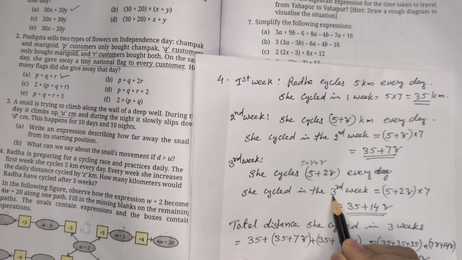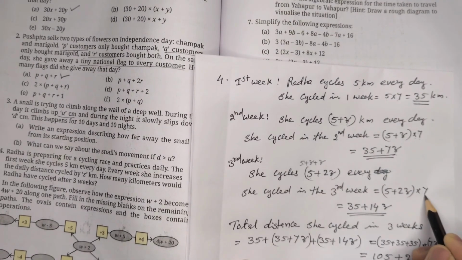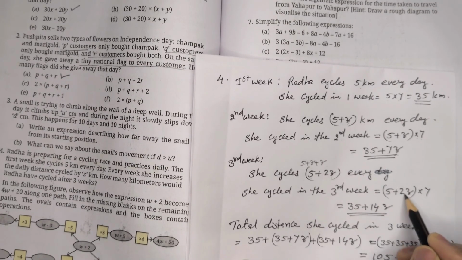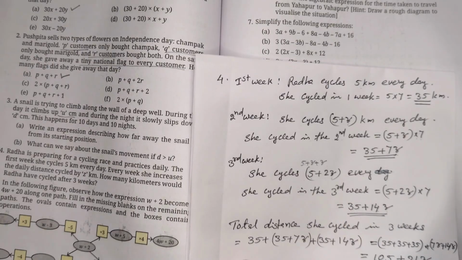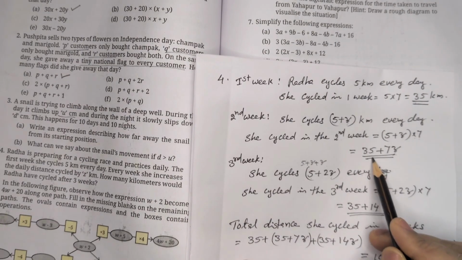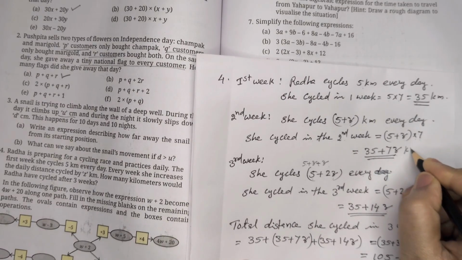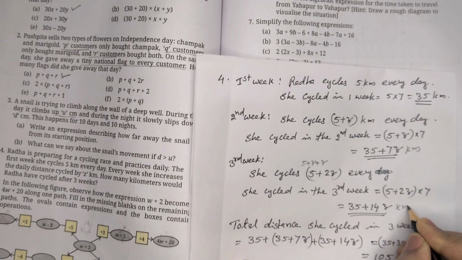So in the third week she cycled 5 plus 2z into 7 days in that week. So 7 into 5 is 35, 7 into 2z is 14z. So the total distance she cycled in the first week is 35 kilometer, second week 35 plus 7z kilometer, third week 35 plus 14z kilometer.